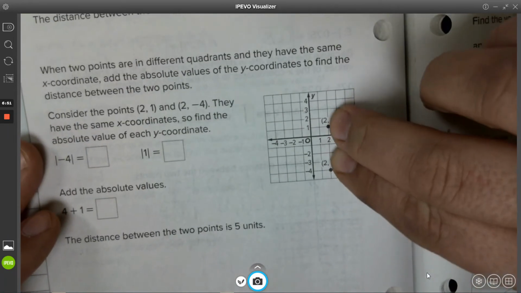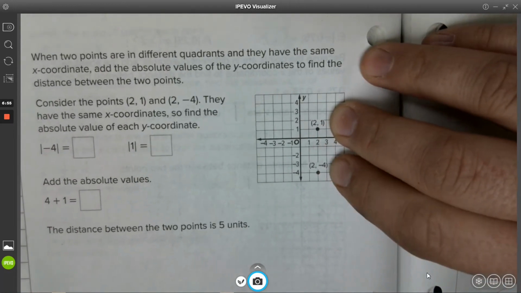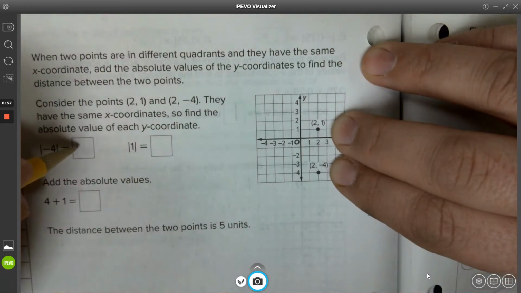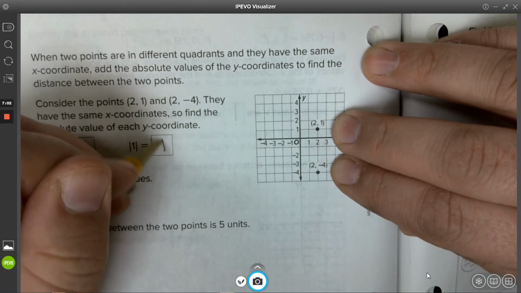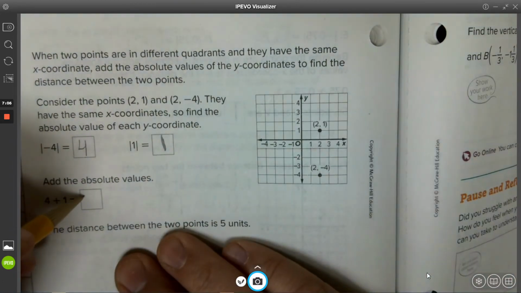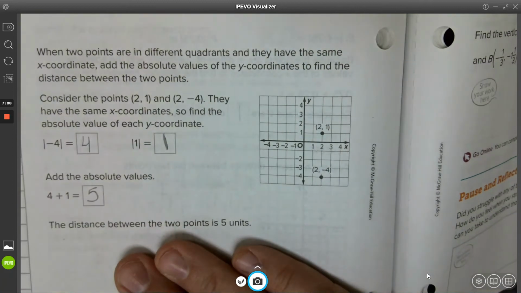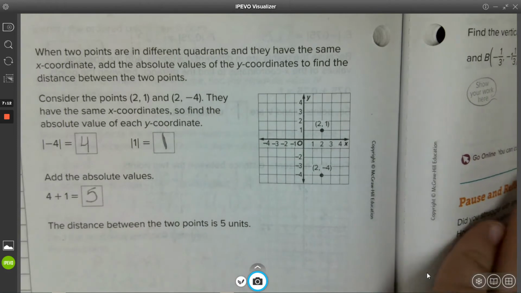Now, different quadrants. Look at what's the same. Okay, we don't want to worry about that then. We want to take a look at this. So find the absolute value of our different values. -4 would be a +4. +1 has an absolute value of 1. Different quadrants, we add. 4 plus 1 is 5. So our distance between those 2 points is 5.